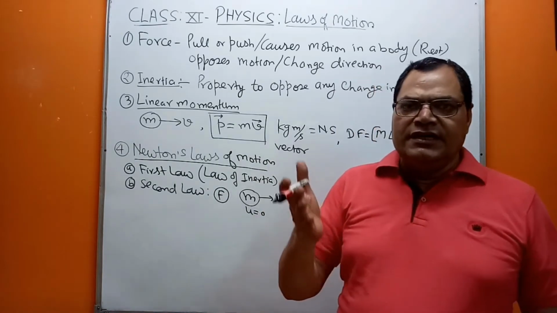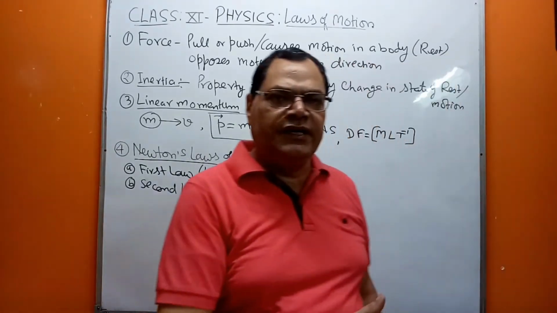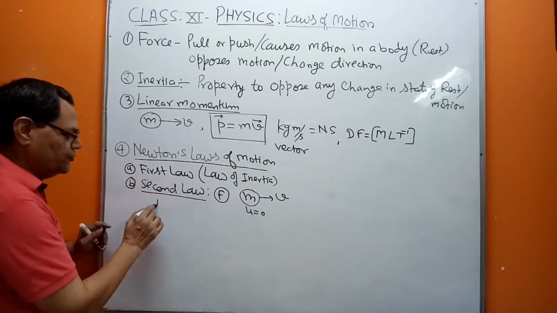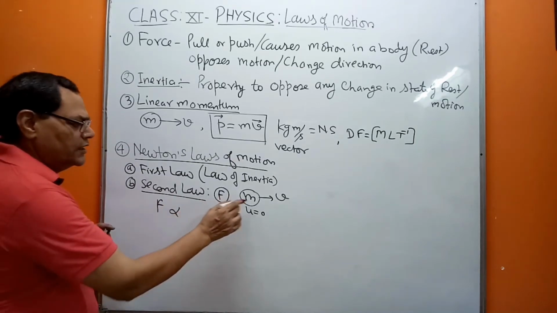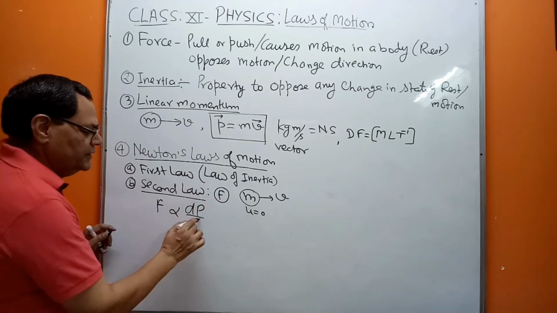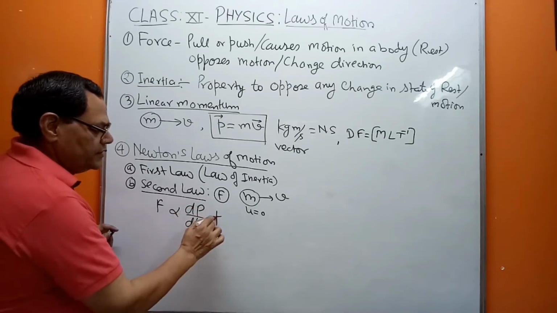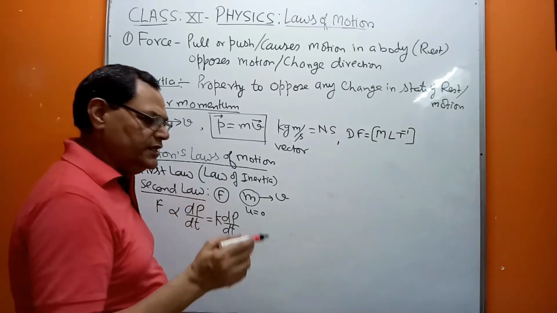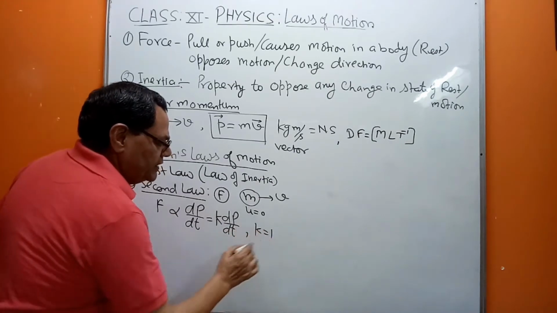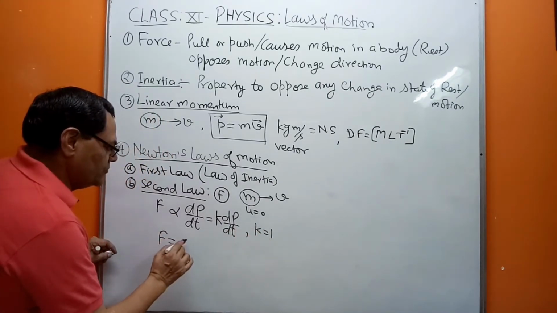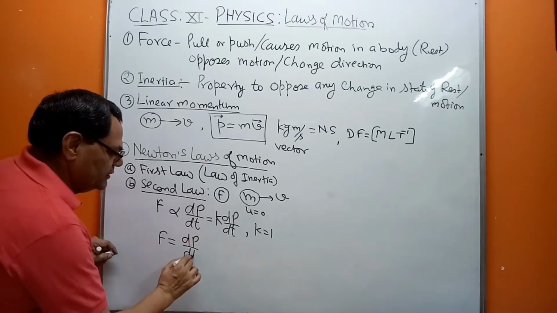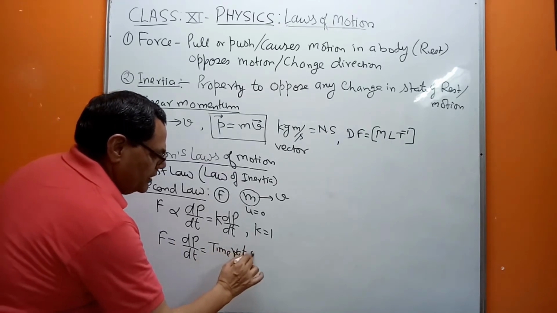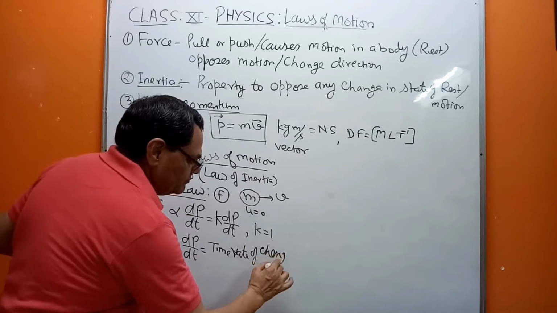So we say the time rate of change of momentum is called force. Here we can define the second law as: force is directly proportional to the rate of change of momentum, that is dp upon dt. When we equate, there is a constant k times dp upon dt. But this k is a constant of proportionality, taken as 1 in ideal cases. So therefore force is equal to dp upon dt, that is, the time rate of change of momentum.